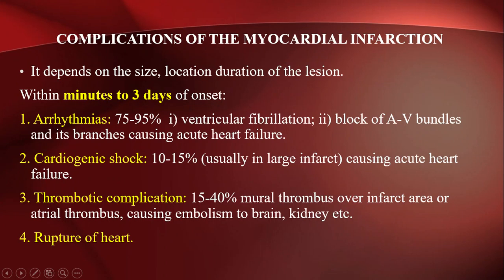Complications of myocardial infarction depend on the size, location and duration of the lesion. Within minutes to 3 days of onset, arrhythmias develop in 75 to 95%: ventricular fibrillation, block of the atrioventricular bundles, and bundle branches, causing acute heart failure. Then cardiogenic shock in 10 to 15%, usually in large infarcts. Thrombotic complications: in 15 to 40%, mural thrombus in the infarct area or atrial thrombus, causing embolism of brain, kidney, etc., and rupture of the heart.